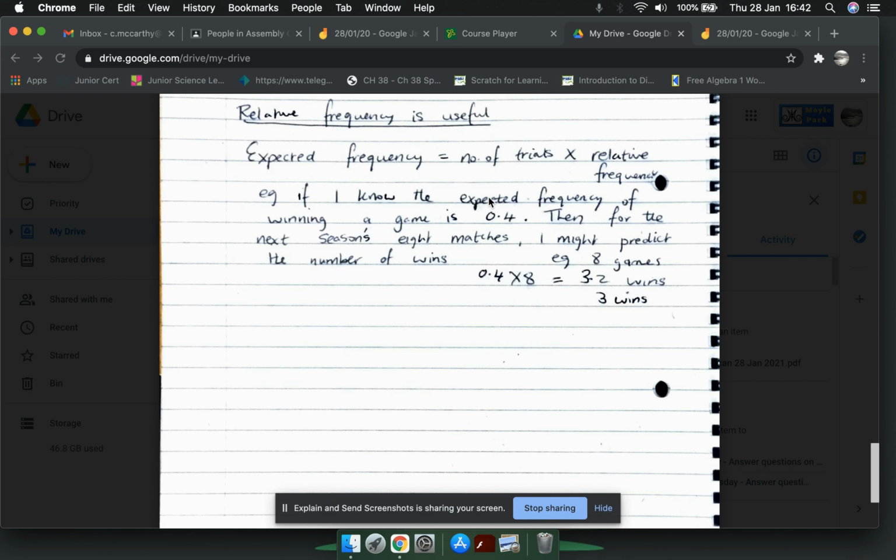For next season, we might be able to work out his expected frequency, and to do that, we'd have to take his relative frequency and multiply by the number of games. So if he played 8 games, then we're going to make a prediction here that he's going to win 3.2 of them by multiplying the relative frequency by the number of games. So 3.2 obviously makes no sense in terms of wins, but 3 wins would make more sense.